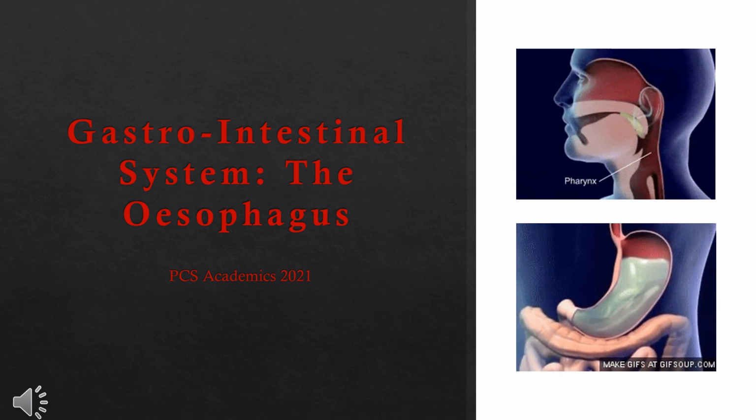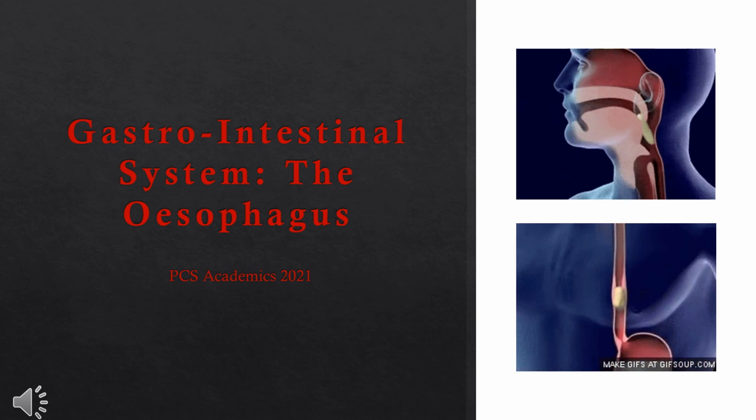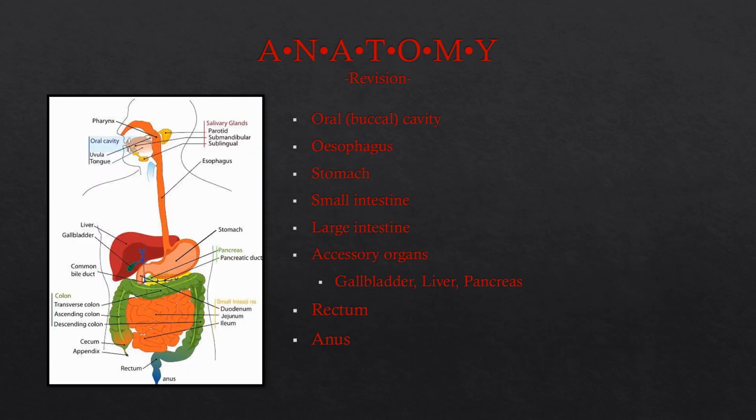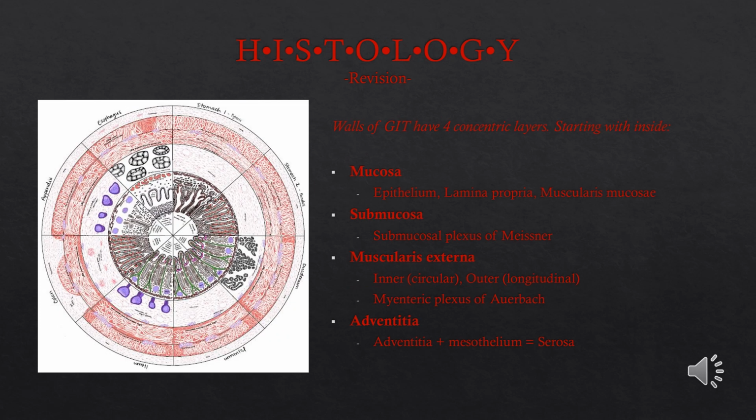Well, this is what is so special about the walls of these tubes. Histologically, the walls of the organs of the GIT have the same four layers: a mucosa, a submucosa, a muscularis, and an adventitial or serosal layer.